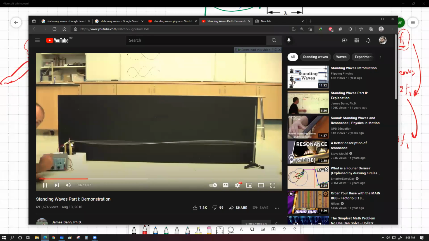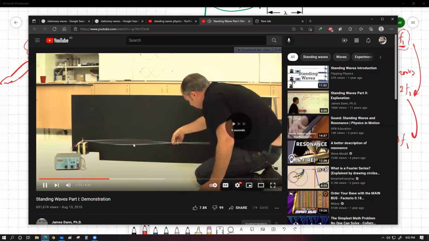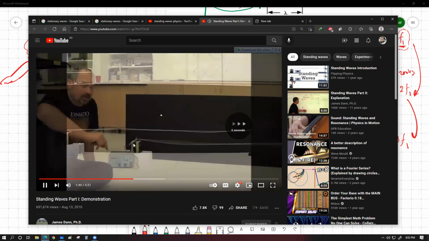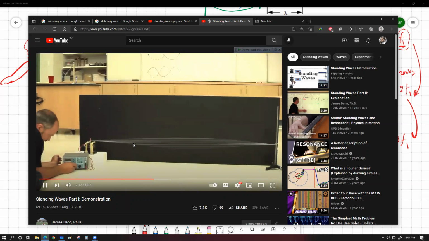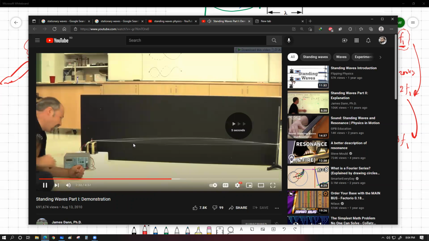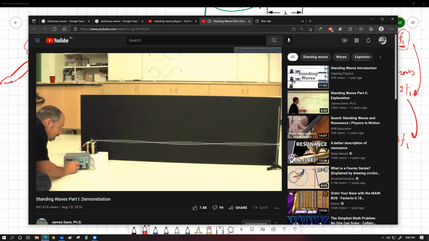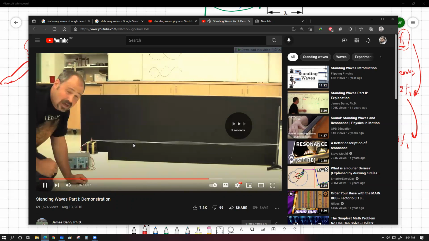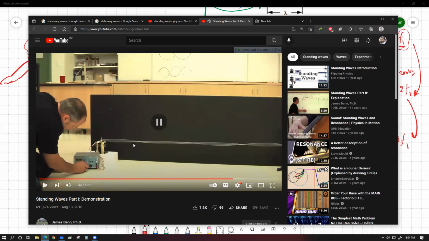For example, there is one scenario where this would be within the loop. There is another scenario with the higher frequency, and there we go. So this is the third harmonic.